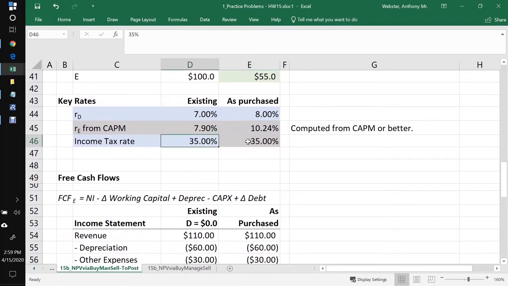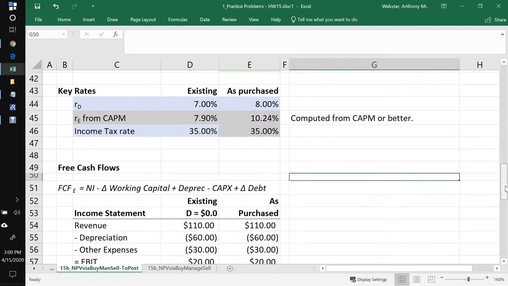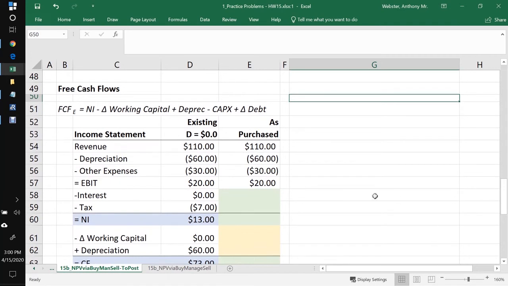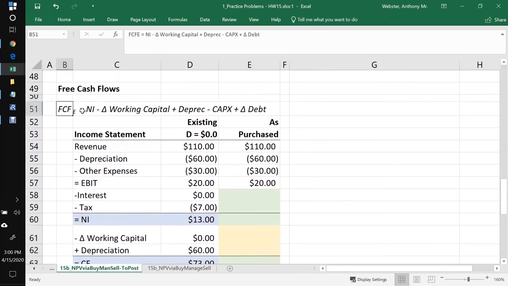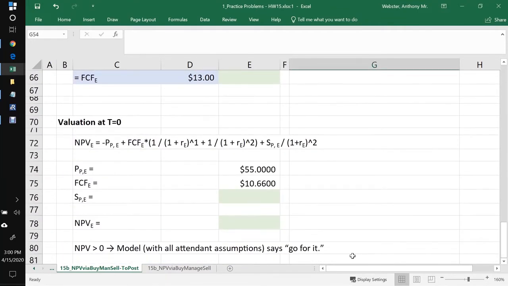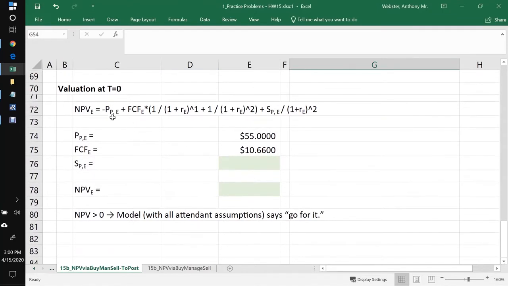Okay, income tax rate: the IRS does not care how you're capitalized. Your income tax rate does not change as a function of your leverage. Okay, so now we can work on getting the free cash flows. Actually, let me jump ahead a little bit here. The NPV, we're asked to find the NPV for this project.